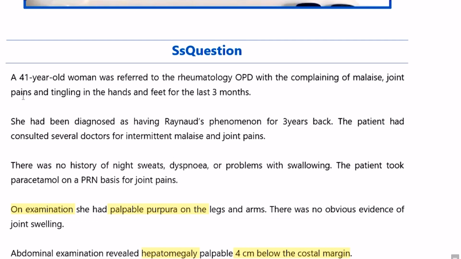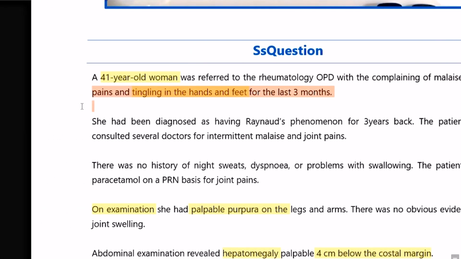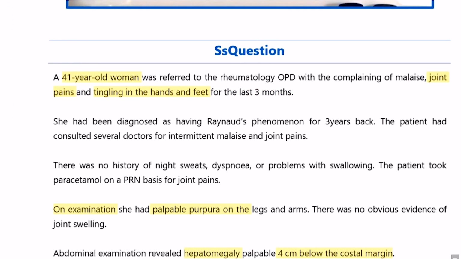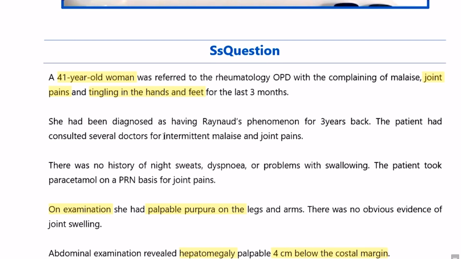Now, let's focus on the history. The 41-year-old woman was referred to the rheumatology OPD with complaints of malaise. Yes, having some malaise, also joint pains and tingling in the hands and feet. So having malaise, having tingling in the hands and feet means sensory polyneuropathy, as well as joint pain meaning arthralgia. Once again, cryoglobulinemia is likely.